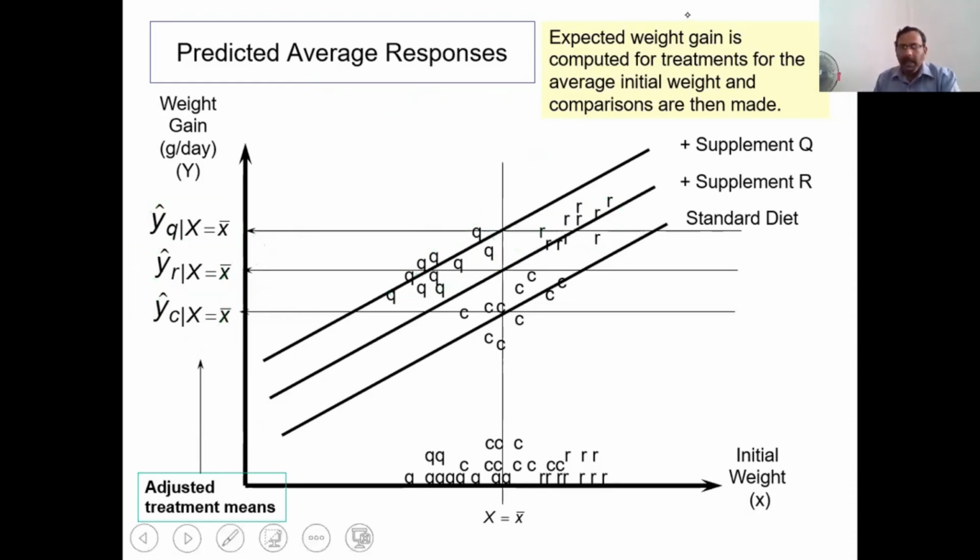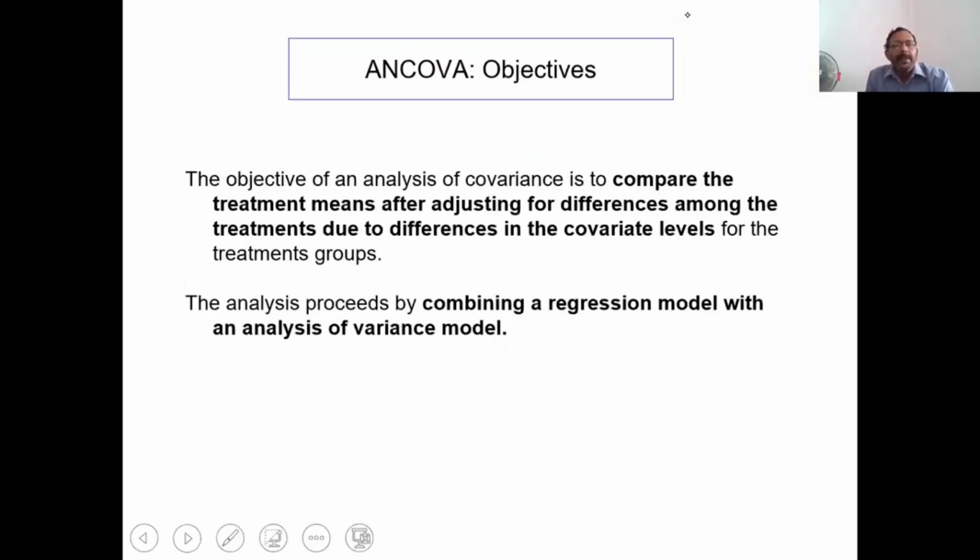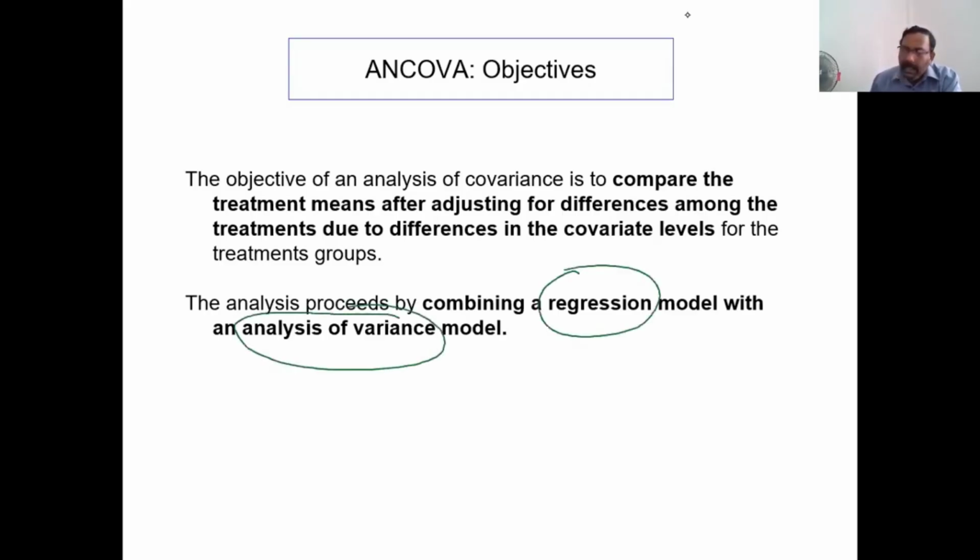ANCOVA objectives. The objective of analysis of covariance is to compare the treatment means after adjusting for differences among the treatments due to differences in the covariate levels for the treatment groups. So that is the objective of ANCOVA. The analysis proceeds by combining a regression model with the analysis of variance model. So if somebody asks, it is the combination of regression and ANOVA.